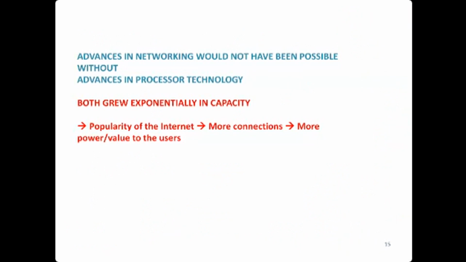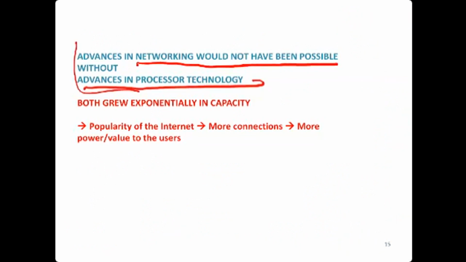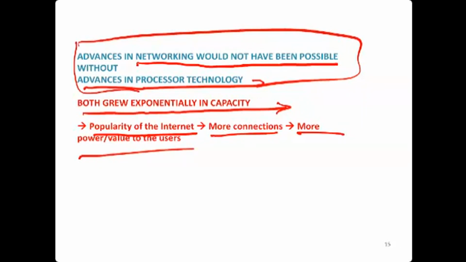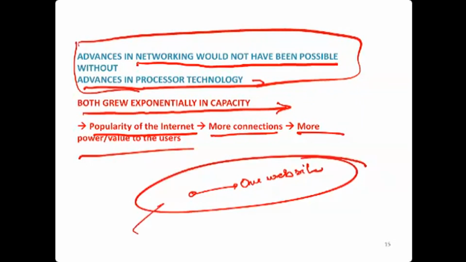So now we can see the result of this is that advances in networking technology wouldn't have been possible without advances in processor technology, and vice versa. Okay, and this has increased the capacity of both the internet and the processor exponentially, and as a result of that, the internet became more popular, more connections, more power, more value to end users, right? If my machine is connected only to one website, it has no power. If it's connected to millions of websites or millions of users, I can communicate with millions. It is wonderful, and that's what we have achieved. Any question?